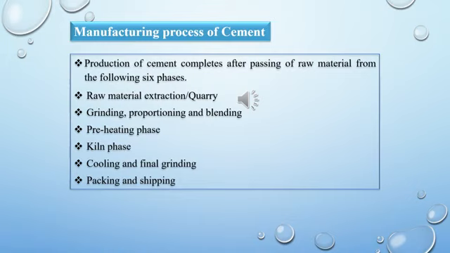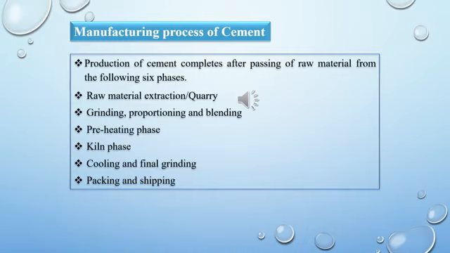Now the second is grinding, proportioning and blending. So students, as you know, after checking there were reject belts which we have used. After that we have used grinders. Those grinders grind the raw material into small pieces or into powder form.